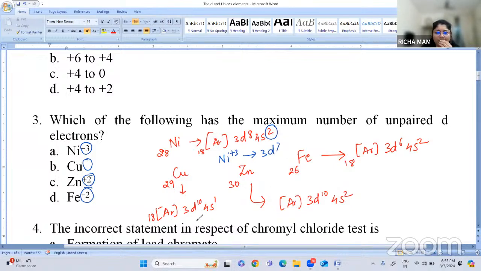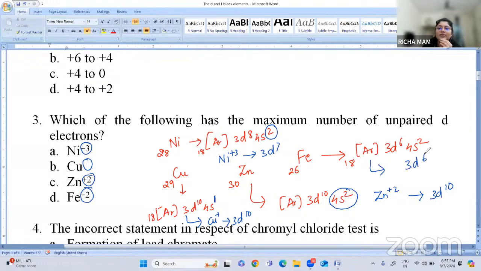Then copper plus 1, losing 1 electron, will be 3d10. Next, zinc plus 2 means these 2 electrons will be lost, so again it will be 3d10. Then Fe plus 2 will be 3d6.